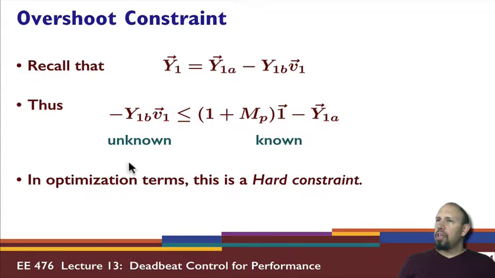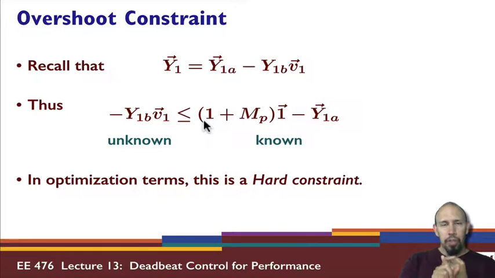All of these are known. In optimization terms, this is called a hard constraint. In other words, v1, so this column, needs to be less than or equal to this column. Every element needs to satisfy that. So this is the overshoot constraint. We've already looked at the settling time constraint.